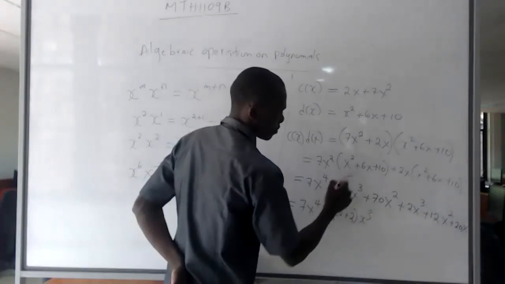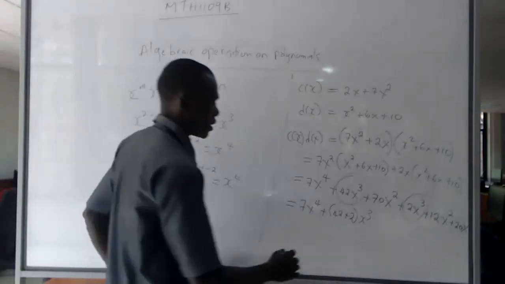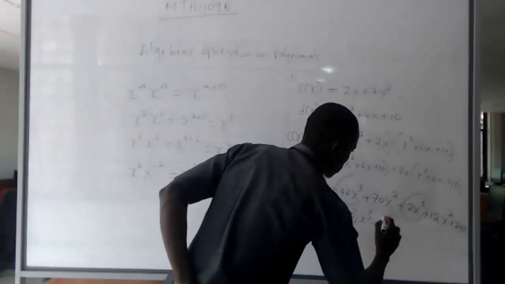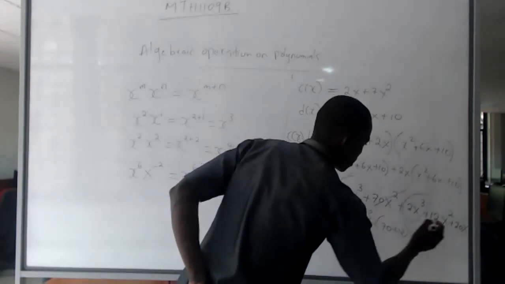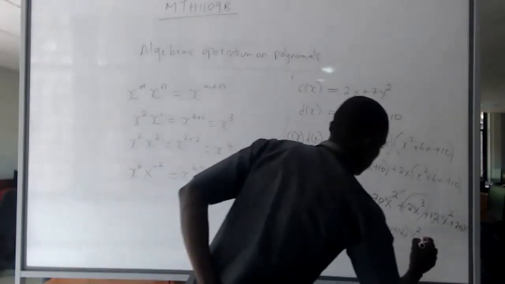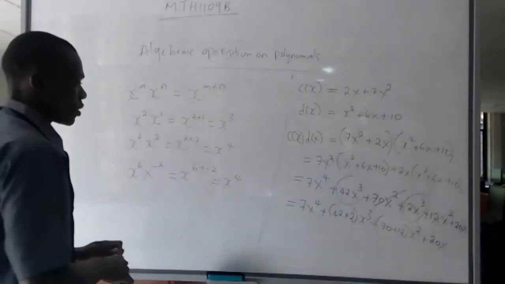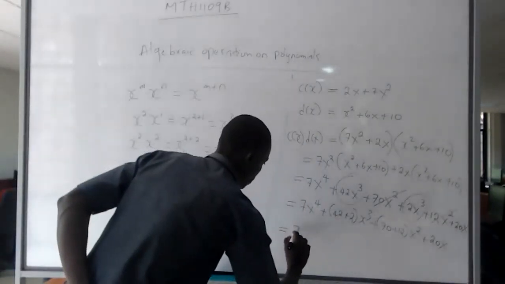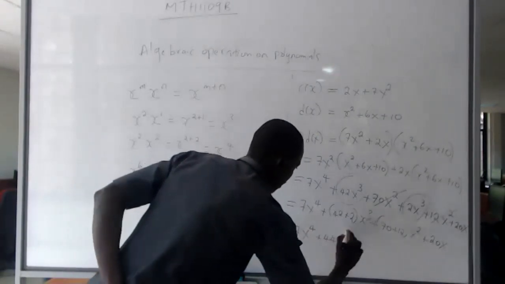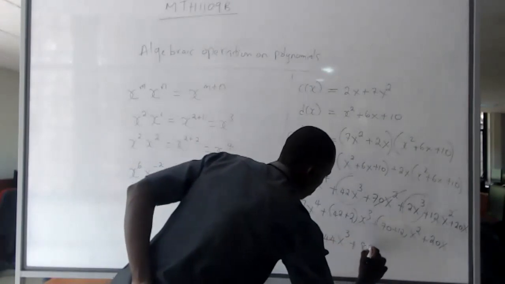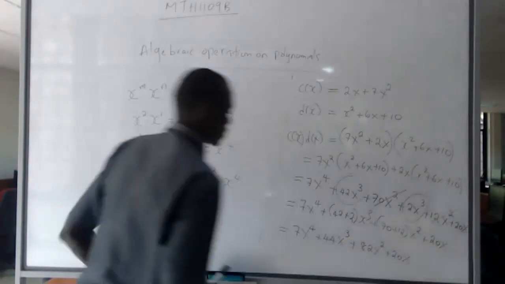So I've taken this term, because they have the same exponent, so I will add their coefficients, and then plus 70 plus 12 x squared. I've taken this guy and that guy. Then lastly, plus 20 x. So this gives you 7x to the 4 plus 44 x cubed plus 82 x squared plus 20 x.